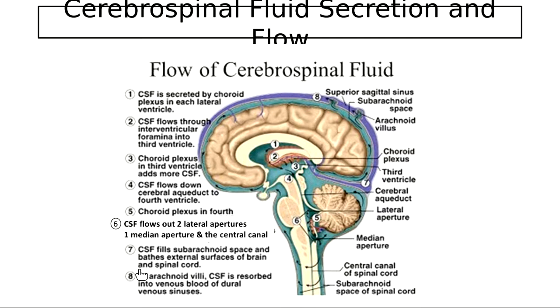Number 8, at the arachnoid villi, cerebrospinal fluid is reabsorbed into the venous blood of the dural venous sinuses. Okay, so when it leaves these exits out of the fourth ventricle, the 2 laterals, the 1 median, and the central canal, it's in the subarachnoid space when it exits. That's this space, this blue here, that's the subarachnoid space. And it's going to circulate down the spinal cord, around the cerebellum, around the cerebrum. It's coming up here. And look at number 8.